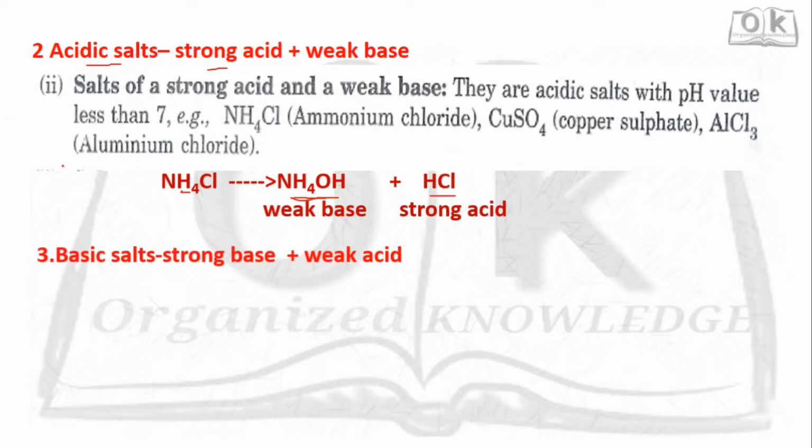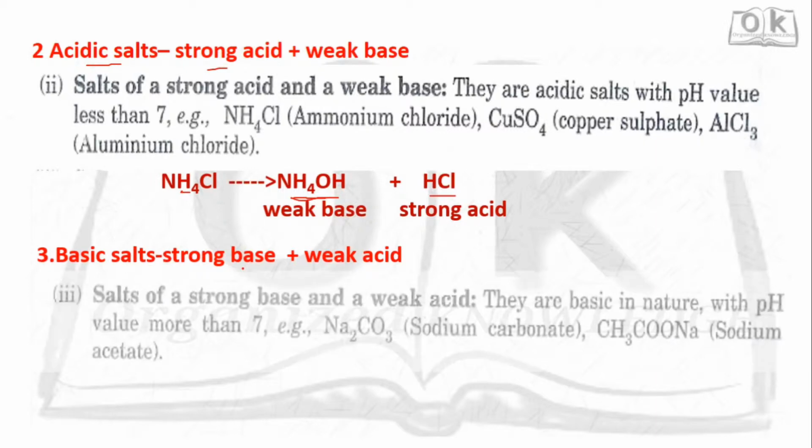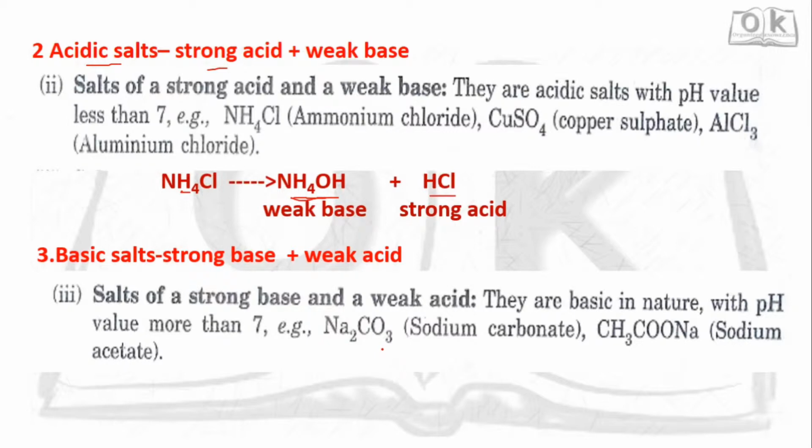Next is basic salt, and basic salt will be formed by the reaction of strong base and weak acid. And here let's take example again, sodium carbonate and sodium acetate. And here again the pH value will be more than 7, and as the pH is more than 7, so this salt will be a basic salt.